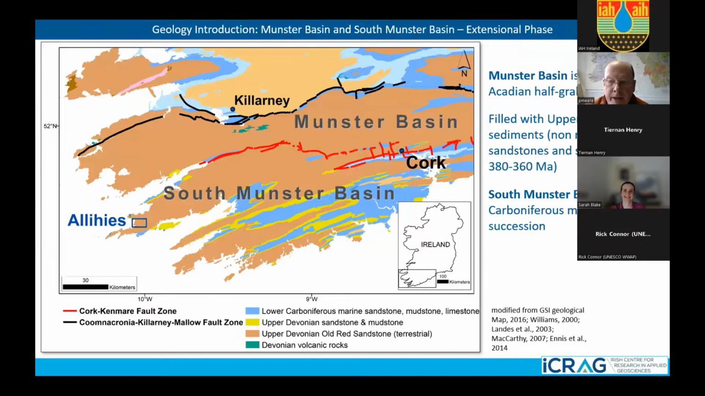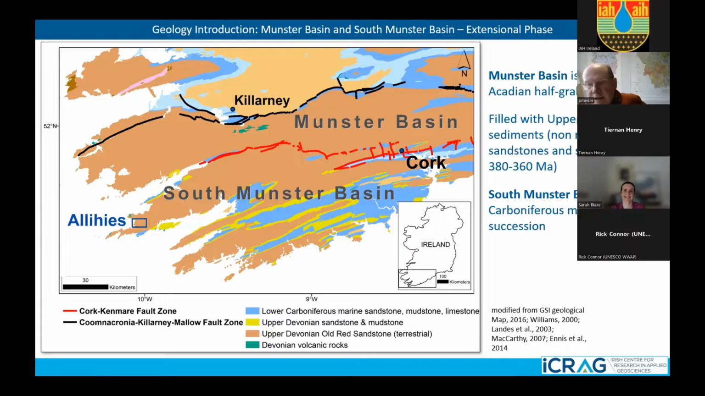Let's just start with some very basic geology. We're focusing here on the Upper Devonian of Southern Ireland, and when we talk about the Upper Devonian, we're talking about the Munster Basin. It is an impressive basin. Depending on who you believe, some argue that it extends from Dingle Bay across to the Galtees. I'm of the view that the dominant bounding structure is probably a little bit further south, what we're calling the Cumnacronia Killarney Mallow Fault system, which is this black boundary here at the northern end of the map.